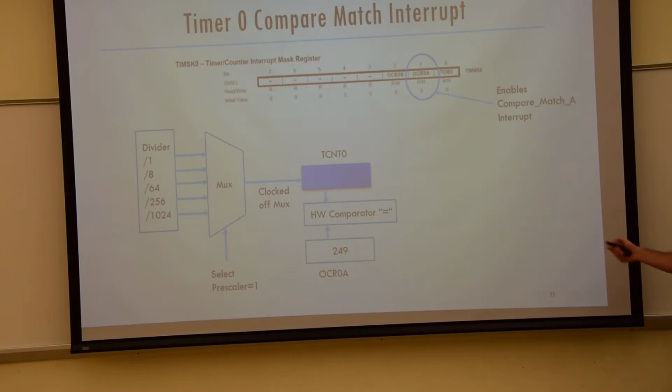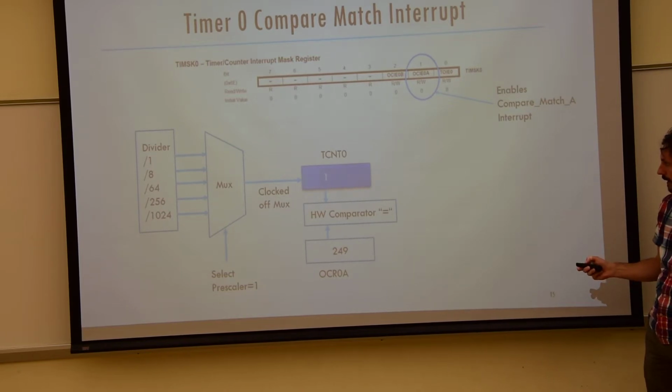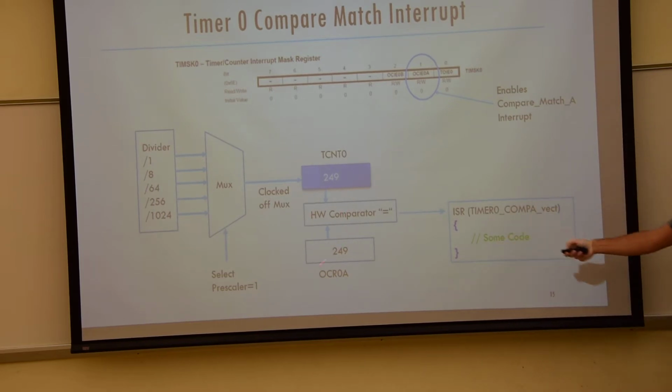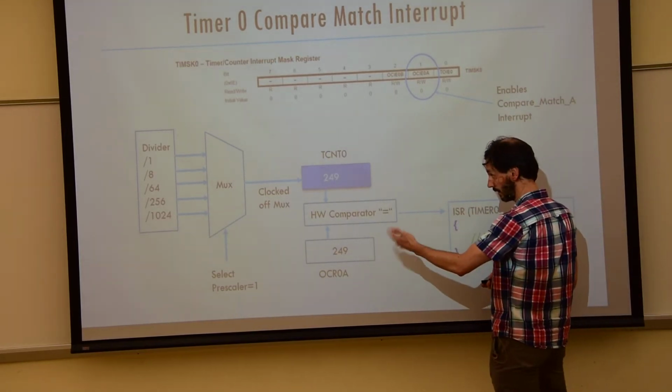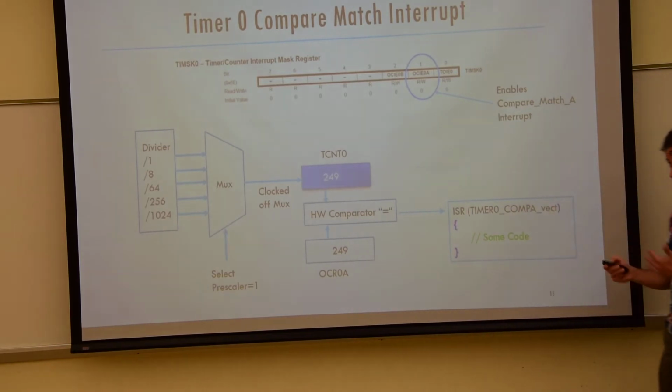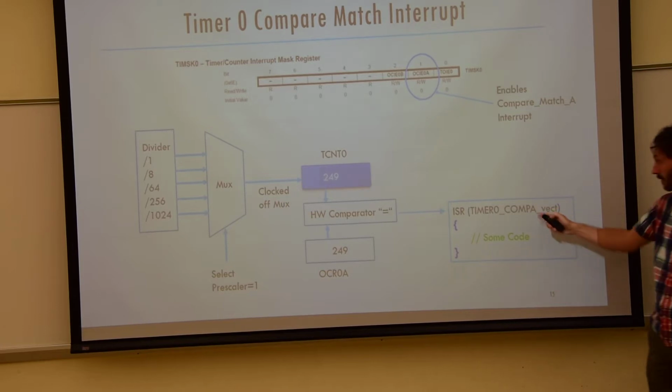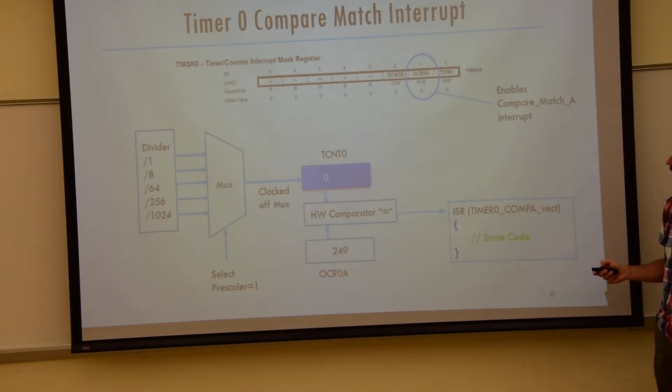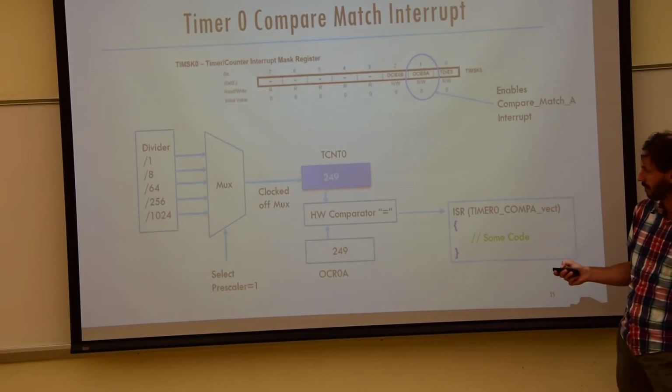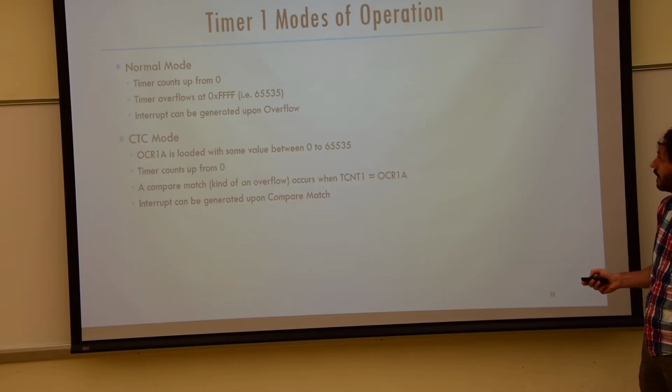Now you can also work with the compare match A interrupt, and here we again have the same thing. When equality happens, when the comparison matches, then you will execute this particular ISR. The hardware again gets triggered to do so. The main program gets interrupted, really, right? No, just the final instruction is finished, and then it goes into this interrupt service routine.